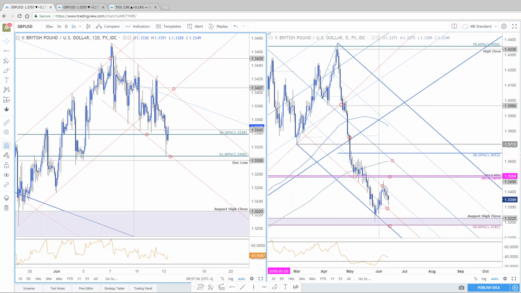Okay, so that's pound and euro and DXY. Any questions on those? Let's see if pound can hold 133 here. Aussie, number 4.